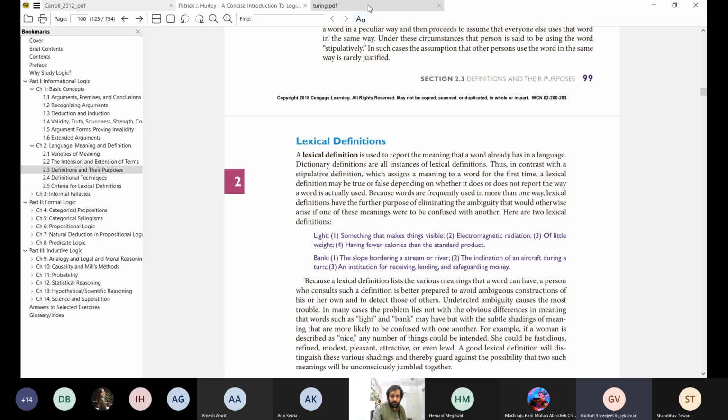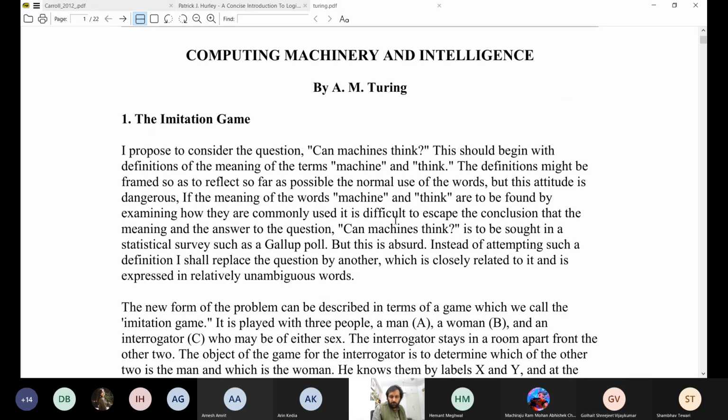Okay, just pause. Hang on a second. Okay, so I'm going to go back now. We've seen what a lexical definition is. If you see these sentences, they might be framed so as to reflect normal use of words. If the meaning of the words machine and think are to be found by examining how they are commonly used, it is difficult to escape the conclusion that the meaning and answer to this question can be sought by a statistical survey such as a Gallup poll.